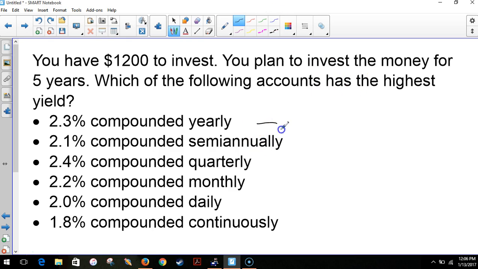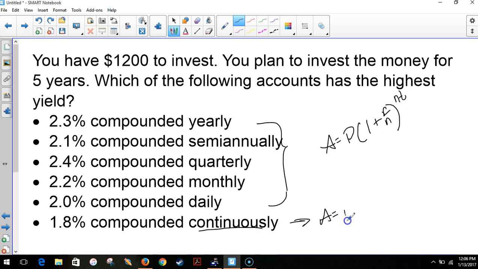So for these first 5, we're going to use A equals P times 1 plus R over N to the NT. But for this last one where we compound continuously, I'm going to use P E to the RT, also sometimes we just call that PERT, right? Because that's what it says. And I'm not going to find these numbers by hand. I'm going to use my calculator, and I'll show you a few cool little features so that you don't have to type the same thing in over and over again.